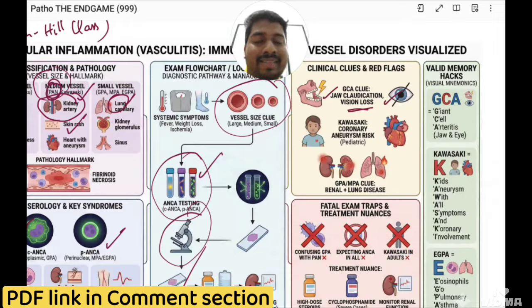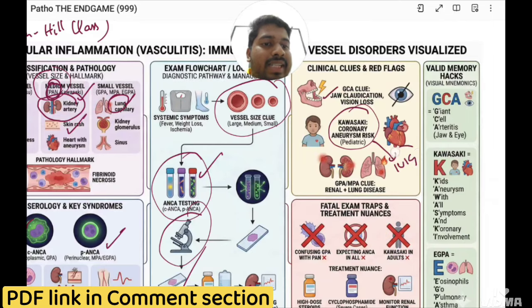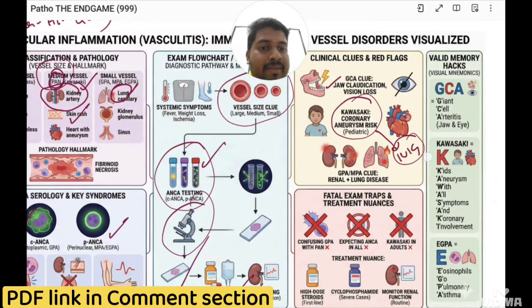Giant cell arteritis is mainly seen in elderly patients, usually more than 50 years. Next, in the pediatric age group, you see Kawasaki, and for Kawasaki, the treatment is IVIG. It is not steroids, it is IVIG.